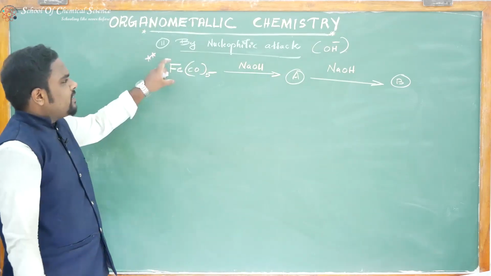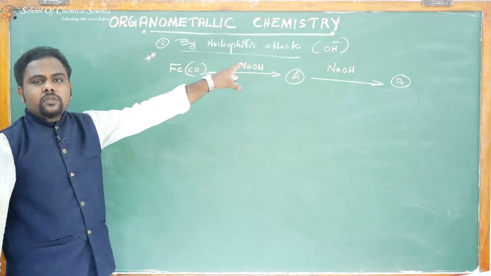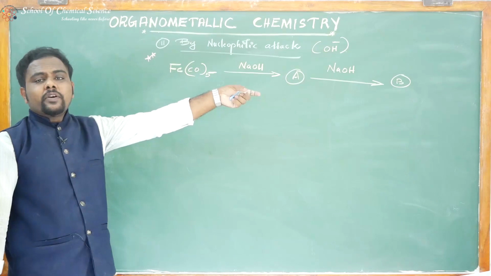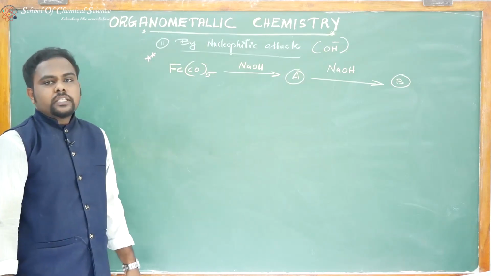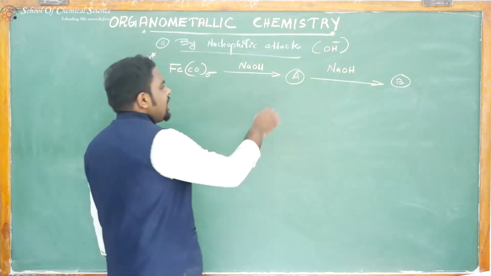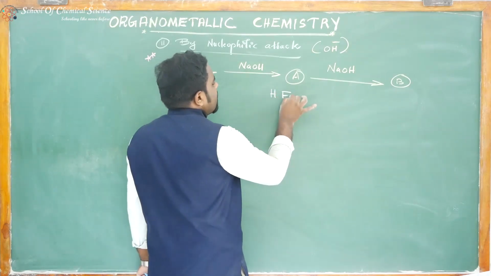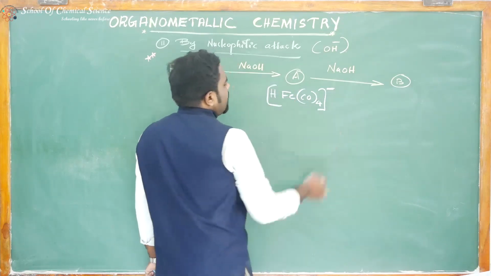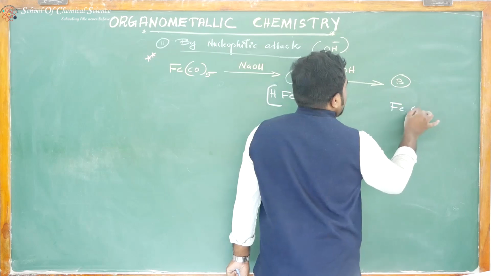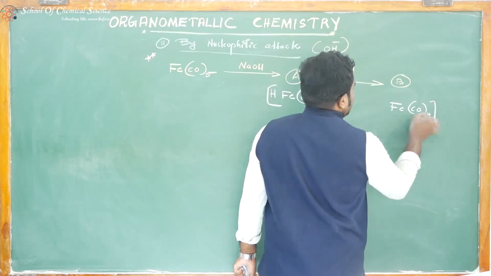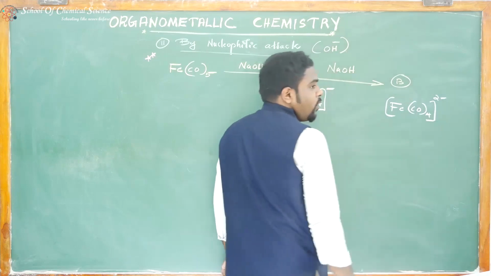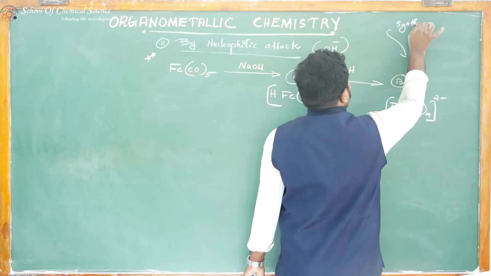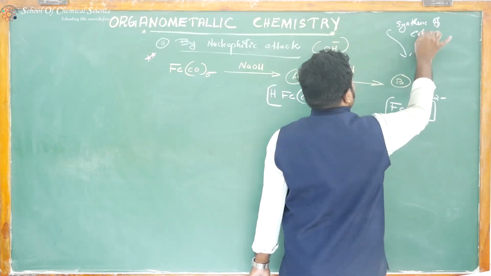So what will be the reaction? Iron pentacarbonyl on reaction with sodium hydroxide, a product A will be formed. A with excess NaOH, that will be converted into product B. The product A is HFe(CO)4 1 negative, and product B is Fe(CO)4 2 negative. Fe(CO)4 2 negative is actually Collman's reagent.